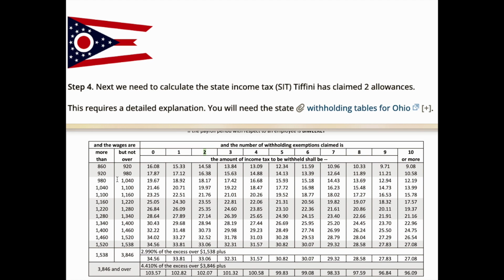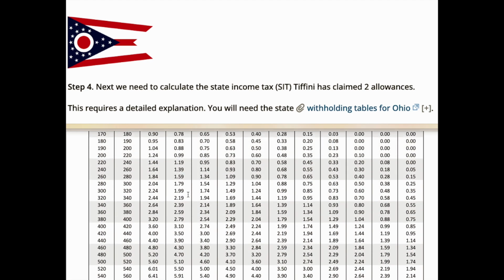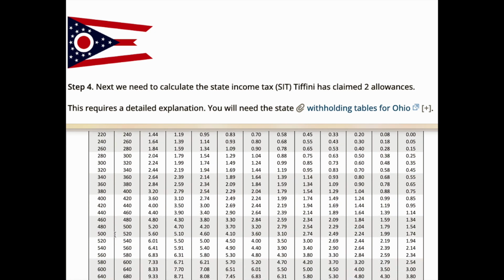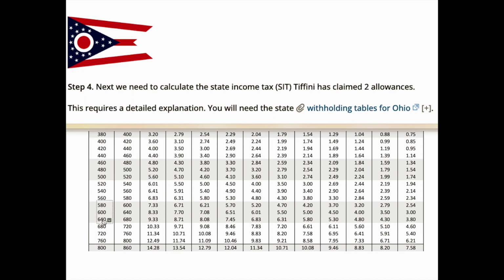Now this is again similar to what we did for the federal tax, where we look at a bracket and we look to see what her paycheck falls between, what bracket, and then we use the information in that row. So if you notice, let's say her paycheck was between $640 and $680. So then we would come across here 0 withholdings, 1 withholding, and 2 withholdings. So that means what would come out of her paycheck for state taxes would be $8.08.